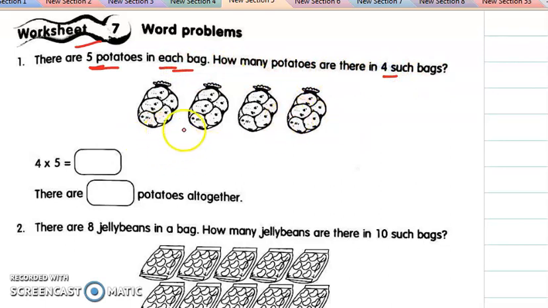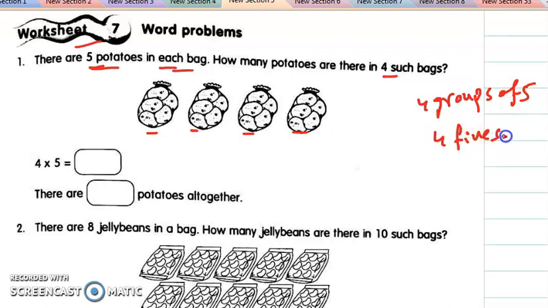We are having 4 bags and in each bag there are 5 potatoes, like 1, 2, 3, 4 bags. Each bag is having 5 potatoes. It means we can say 4 times 5, or we can say these are 4 groups of 5, because 4 bags, each one having 5. Or we can say these are 4 fives. So 4 times 5 will give 20. You can count them also, total 5, 10, 15 and 20. So there are 20 potatoes altogether.